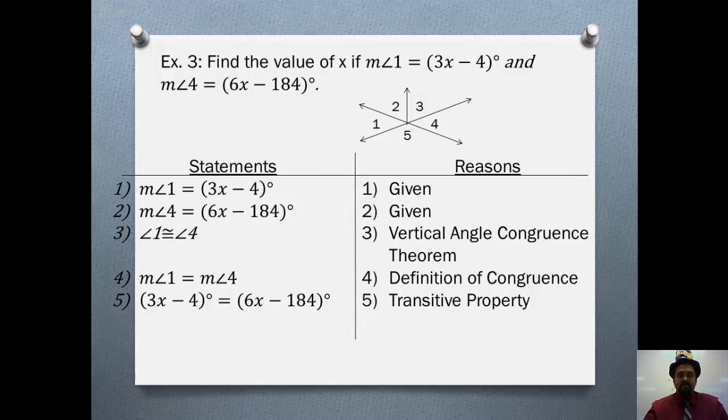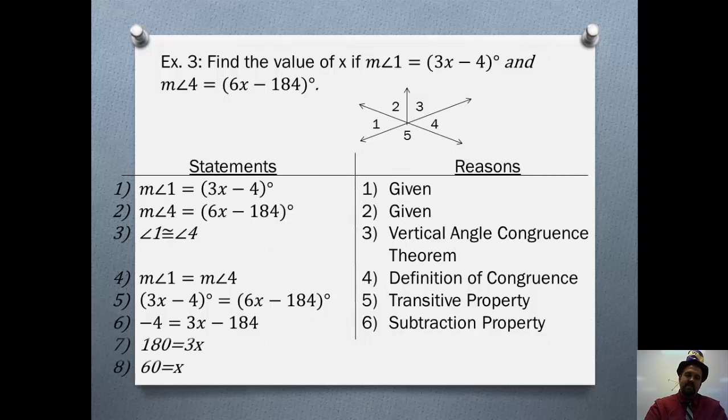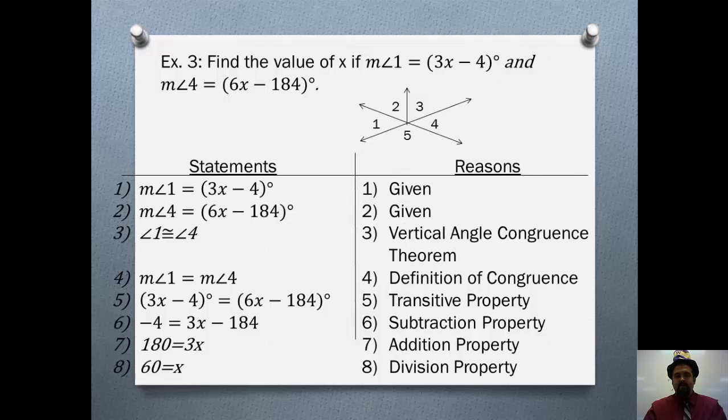No problems there. At this point, I need to get all the x's on one side, so I subtracted 3x from both sides. Once I subtract 3x from both sides, well, that's the subtraction property. Alright, at this point I add 184 to both sides, addition property, followed by the division property. Divide both sides by 3.